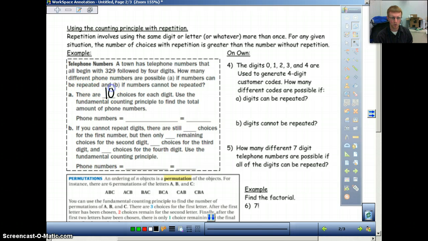So the point is that when you do this, if you're able to repeat your number, then you have 10 choices, 0 all the way up to 9. That's 10 choices for each digit. So that's basically the same counting principle we did before, and we have 10 each time. So we do 10 times 10 4 times, and that gives us 10,000 choices. And if you think about it, that makes sense. If you go from 0000 all the way up to 9999, that's 10,000 choices.